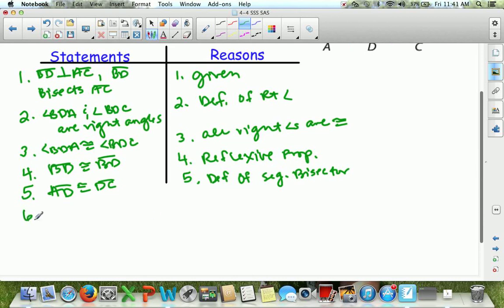Now my final step, I've mentioned a side, I've mentioned an angle, and I've mentioned a side. So therefore, I can say triangle ABD is congruent to triangle CBD because of side angle side.